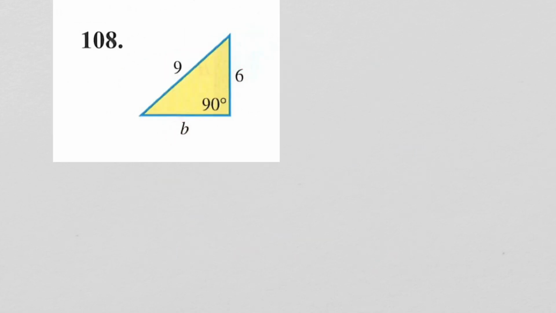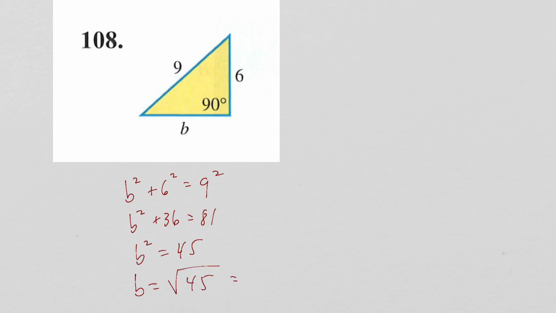Okay, the sum of the squares of the legs, b squared plus 6 squared, is equal to the square of the hypotenuse. So b squared plus 36 is equal to 81. So b squared is 81 minus 36, which is 45. So b is equal to the square root of 45. 45 is 9 times 5, and I'll write it like that because 9 is a perfect square, and we can square root it and take it out. So this ends up as 3 root 5.